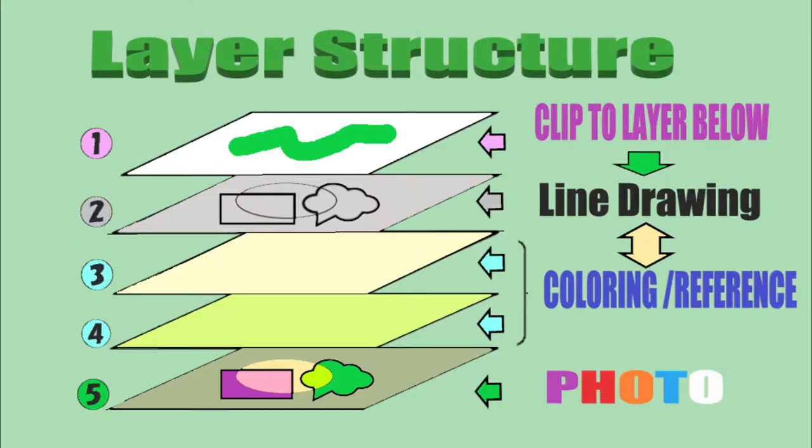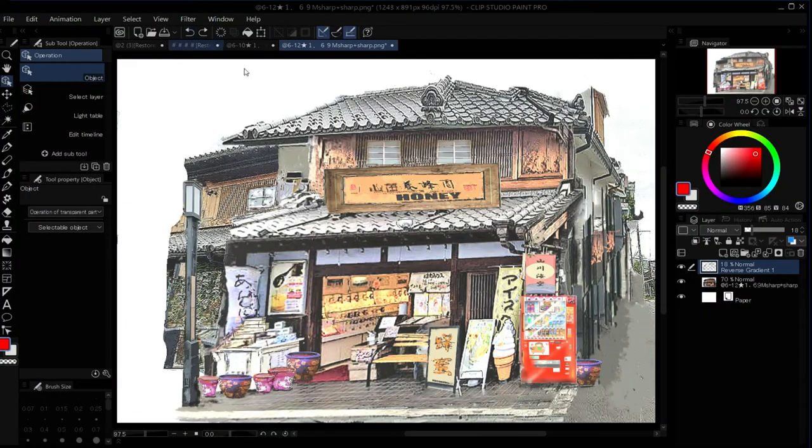Place a layer to clip on top of the line drawing. Place a couple of layers underneath the line drawing as a reference layer. I will show you how to create the actual layers on the screen.